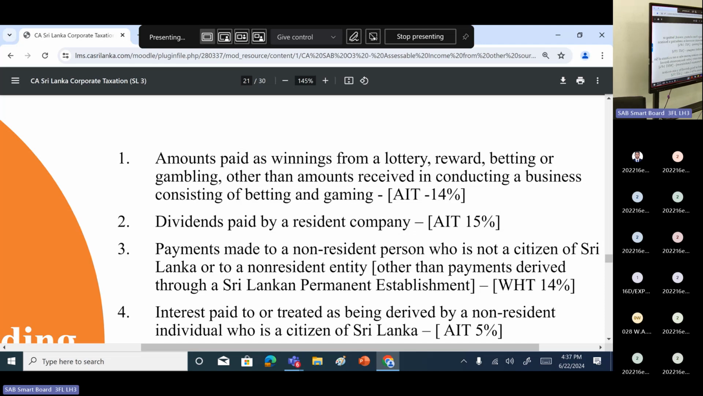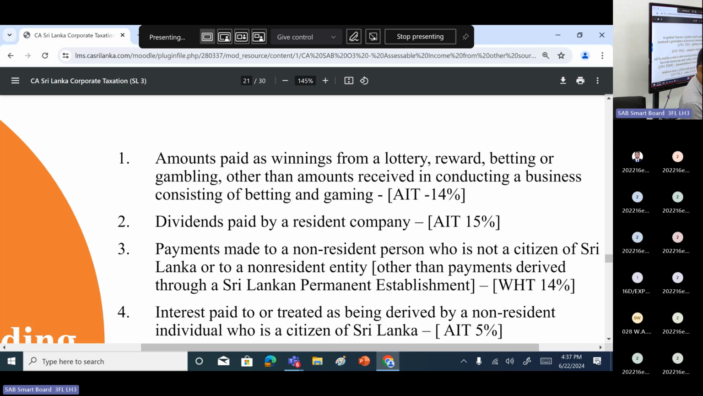Payments made to a non-resident person who is not a citizen of Sri Lanka, or to a non-resident entity, other than payments derived through a Sri Lanka permanent establishment. So tax is withheld, so those are withholding, right? You know when you are making a payment to a non-resident person, at the remitting point, the bank has been given a direction by the Commissioner General. They cannot remit any money from Sri Lanka without the tax clearance. They have another mechanism to get the tax clearance. So that is the control put in place under the legislation.